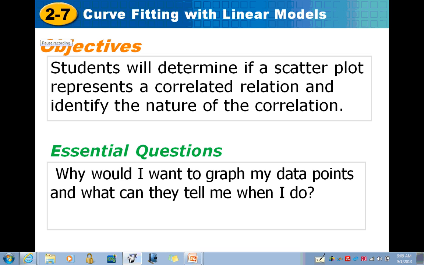So now we have our objective. Students will determine if a scatter plot represents a correlated relation and identify the nature of that correlation. The essential question that you're going to put down on your Cornell notes: why would I want to graph my data points? I mean, if you went ahead and found them and have them in a table, isn't that good enough? And what can they tell me when I do graph them? So interpreting and understanding why. Take a minute to pause if you need to. Write these down, and then we'll move on.